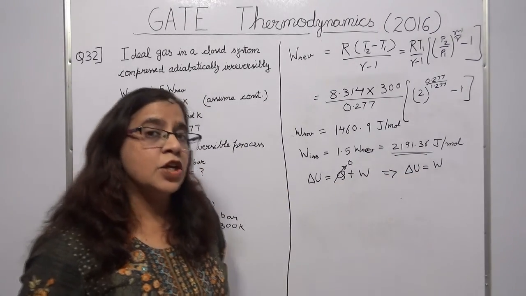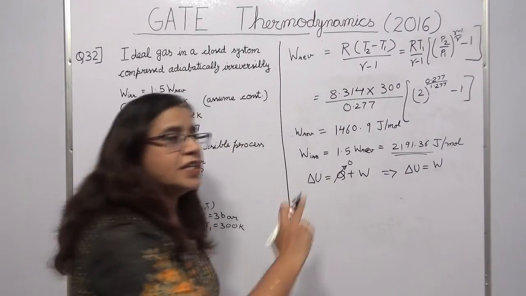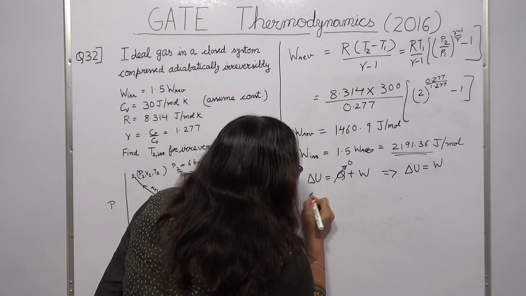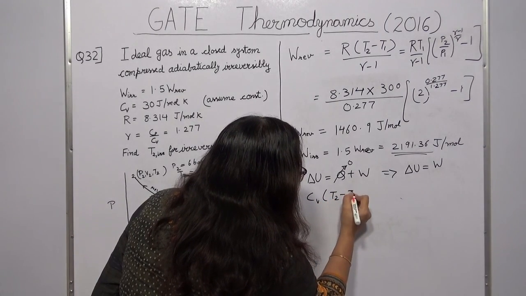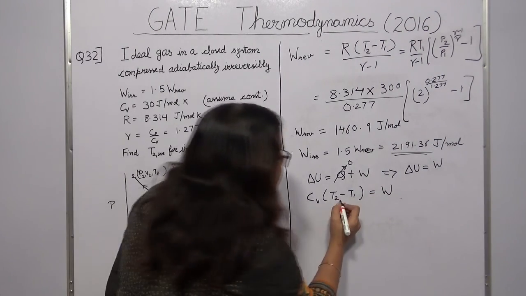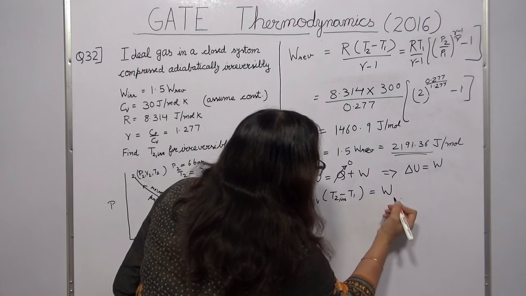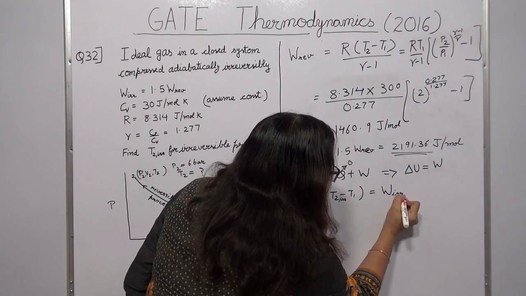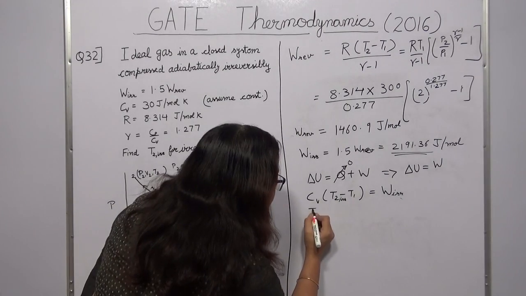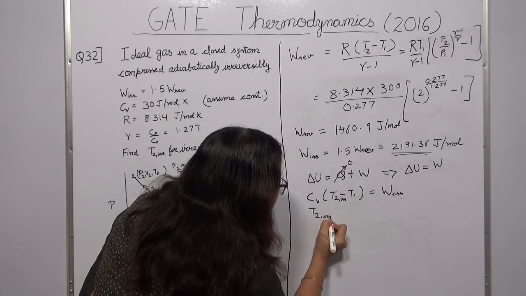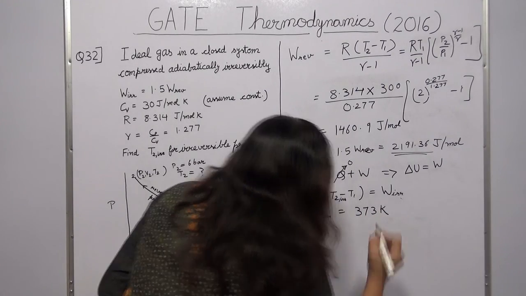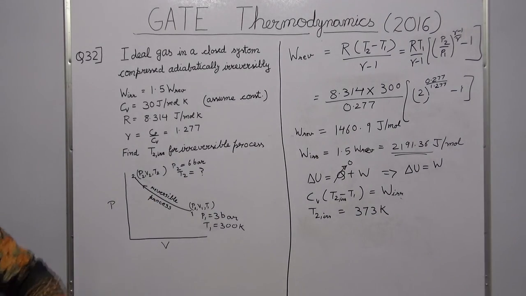Further, for an ideal gas, you know that the change in internal energy is always given as CV into delta T. So I can write delta U as CV into T2 minus T1, equal to your work done. Since I am calculating for the irreversible process, I will say T2 irreversible is equal to, and over here also it is the irreversible work. So plug everything in, and what you find is that your T2 irreversible is equal to 373 Kelvin.